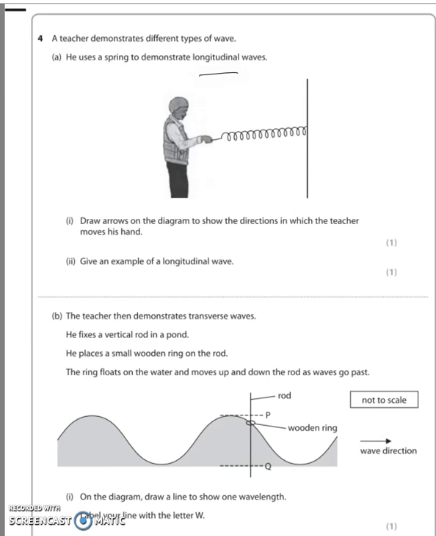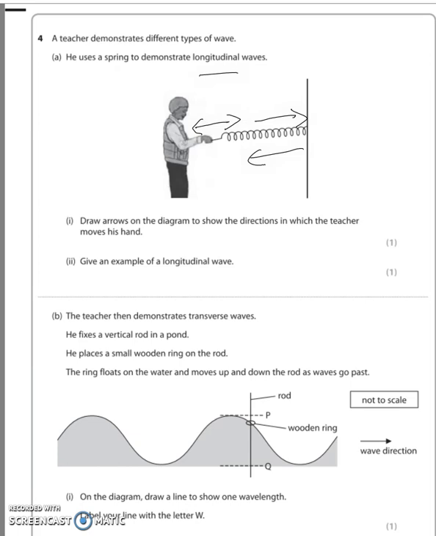So to make that happen in a slinky, what the teacher would have to do is move his hand forwards and backwards in that direction, along the direction of the slinky. So that's what question 1 is asking. Draw arrows on the diagram to show the direction in which the teacher moves his hand. So the arrow that I've drawn is absolutely fine. It can be a double-headed arrow. You could also draw it along the spring, and you could draw 2 arrows, but the idea is that it's moving backwards and forwards parallel to the direction that the wave is traveling.